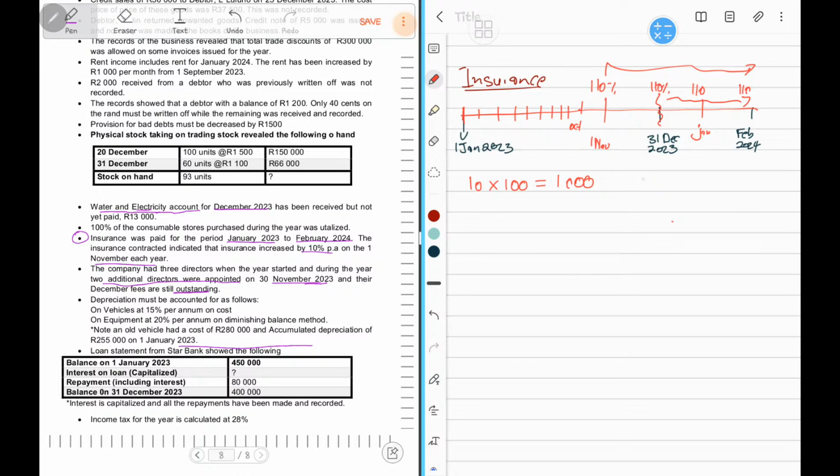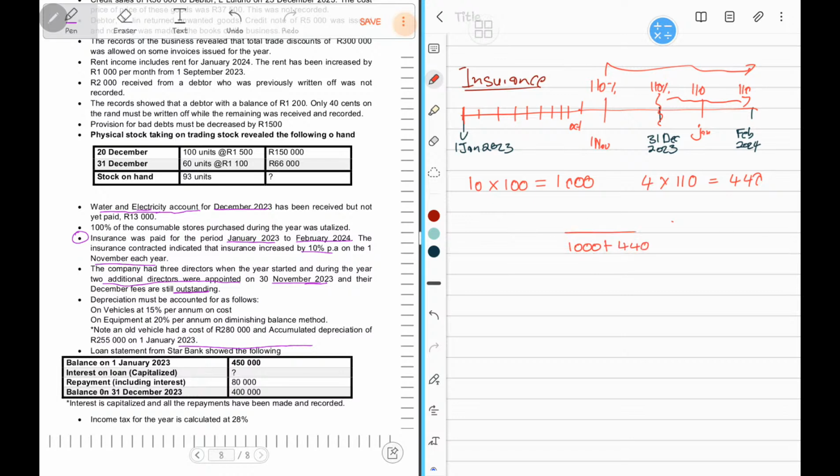So it will be how many months? 4 multiplied by 110%. That gives us how much? That gives us 440. So now we have to add the two to find what? To find the insurance amount that is for the months that do not belong in the financial year. So here we're going to add the two, so it will be the 1000 plus the 440.